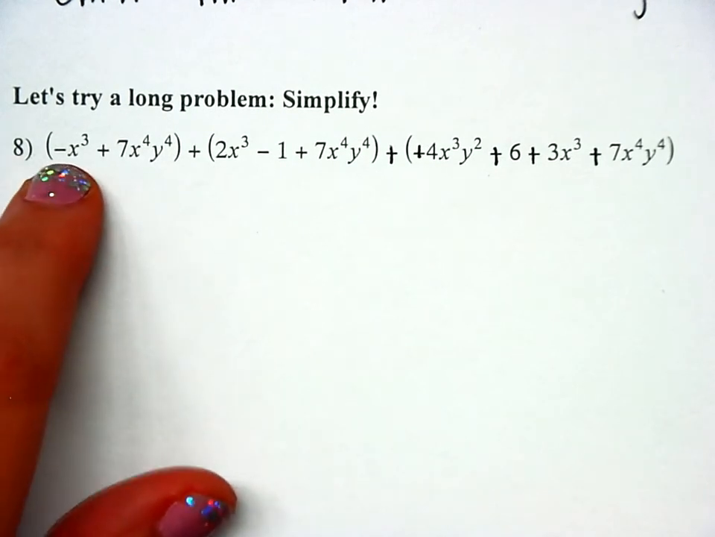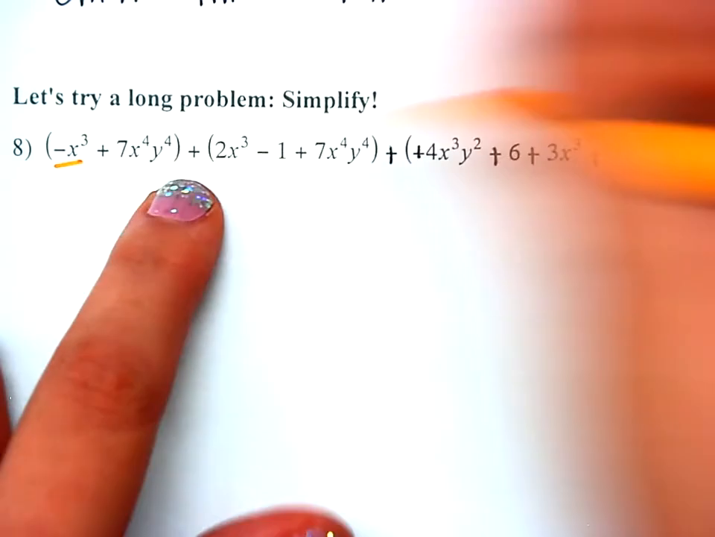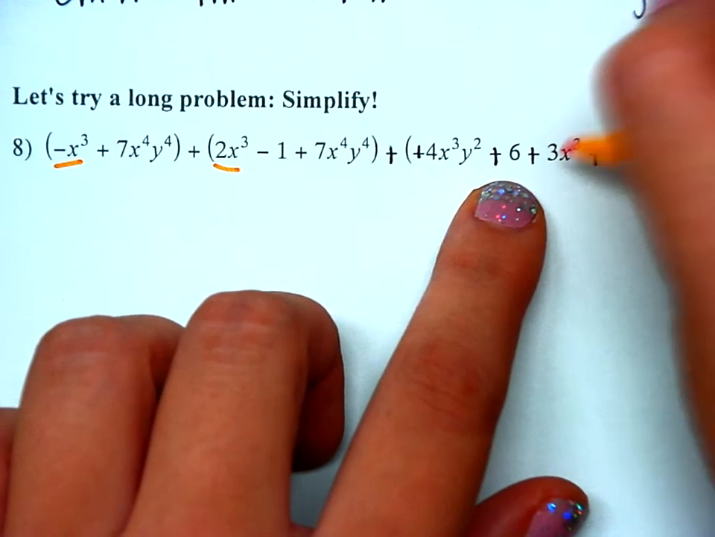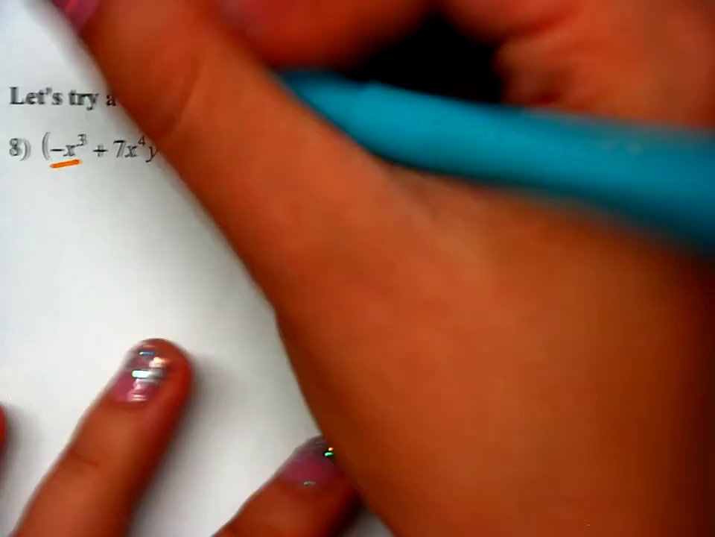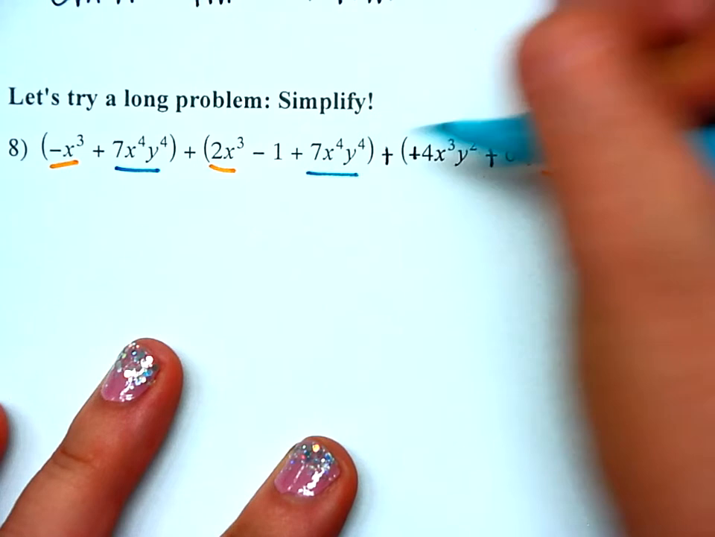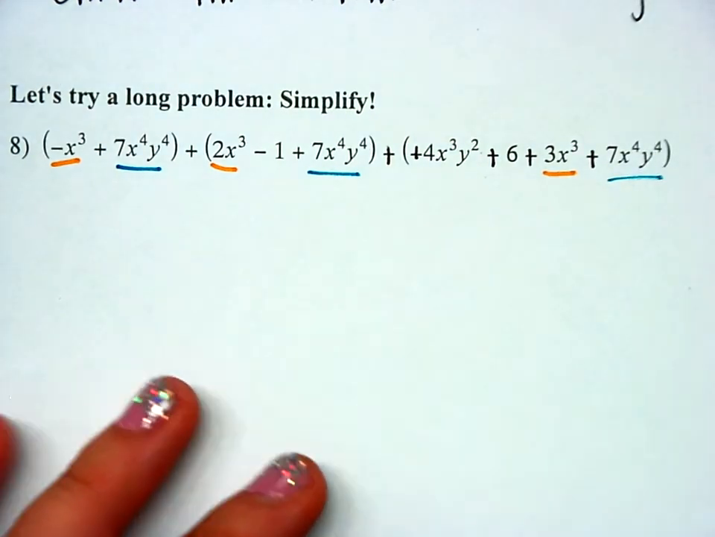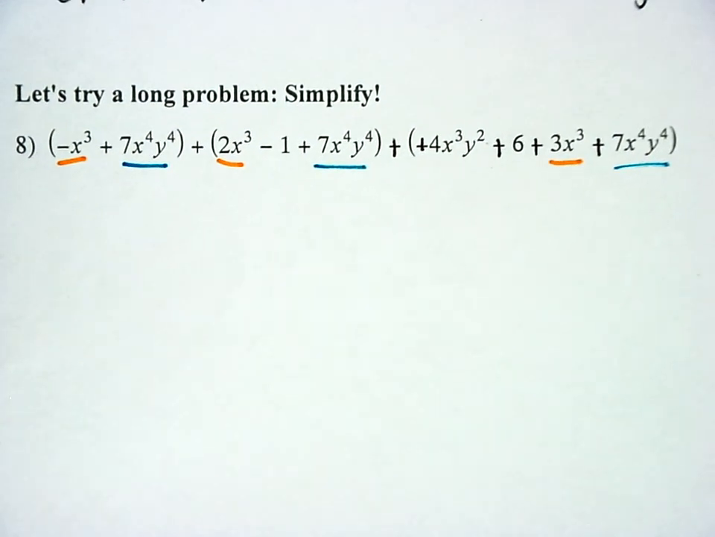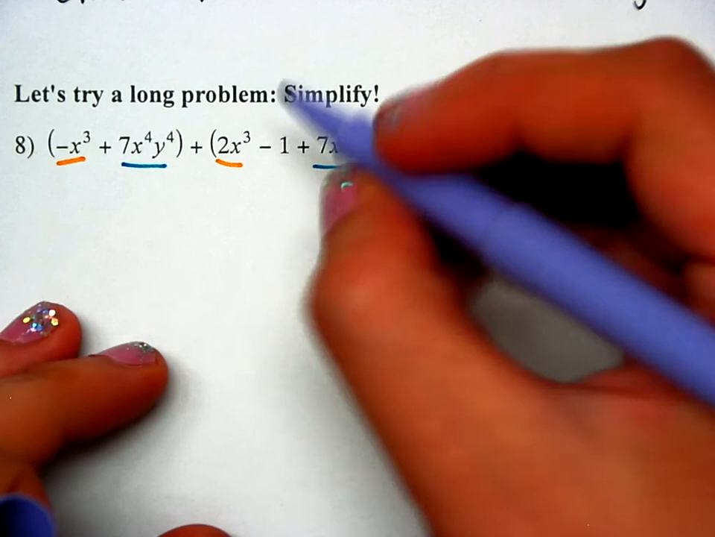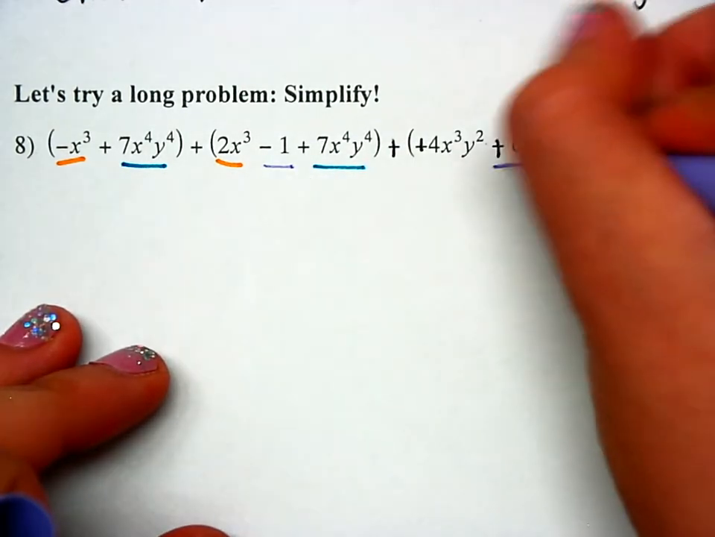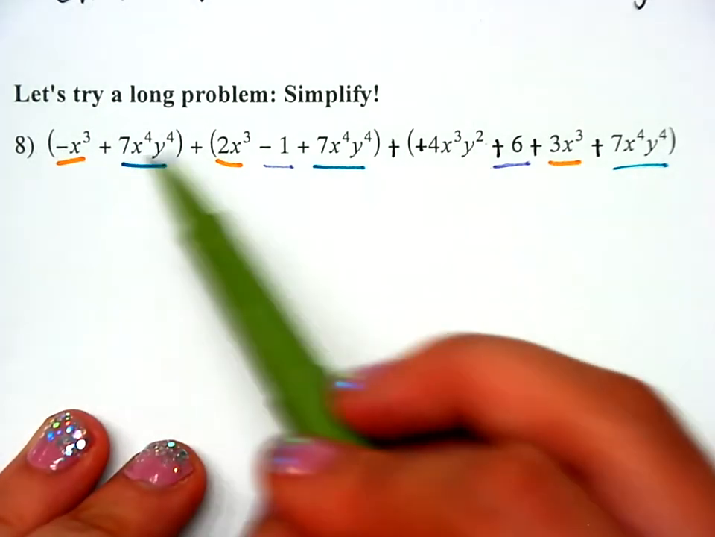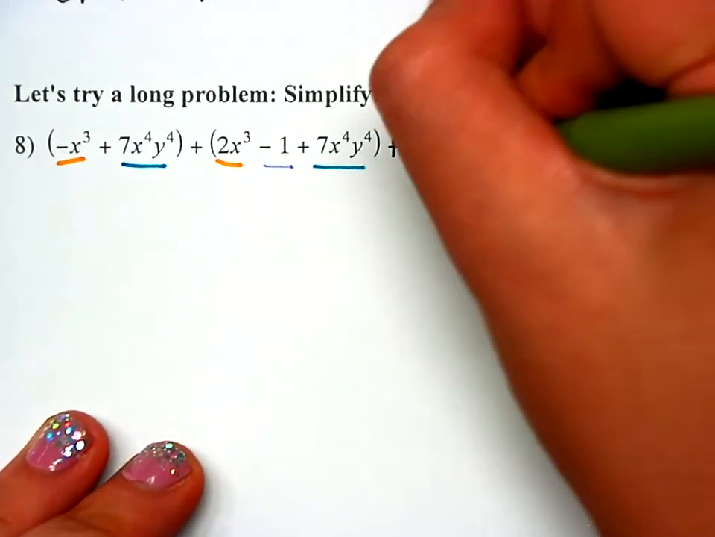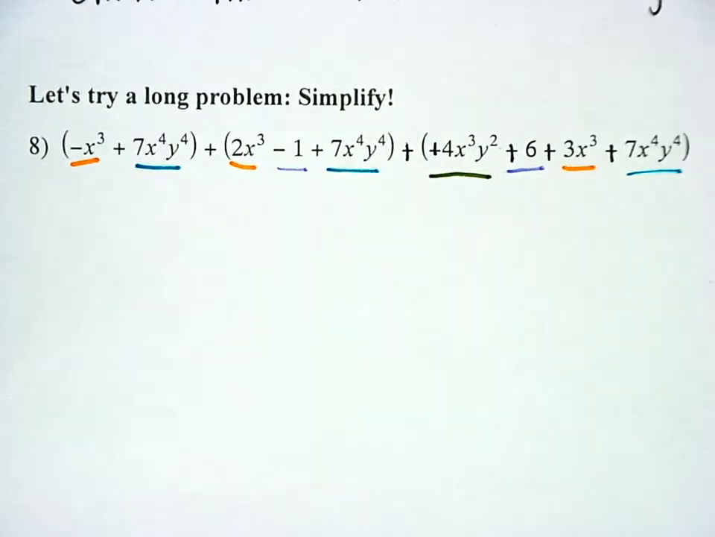So let's see, I've got x to the third first. So I'm going to underline all x to the thirds. Okay, there's 3 of them. Next one, I see x to the fourth, y to the fourth. Got 3 of those. Okay, let me change my color. We've got constants, so just a number. 2 of those. And my last one, I've got a 4th color here. Make sure I'm not missing anything. Okay, we've got an x to the third, y squared.